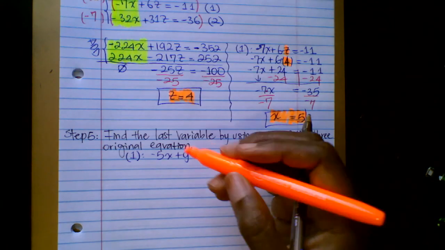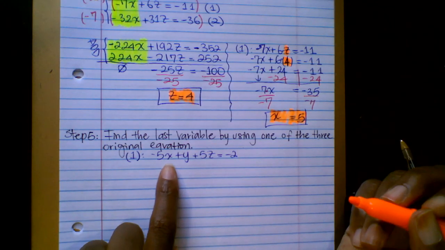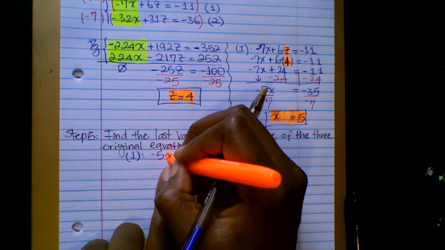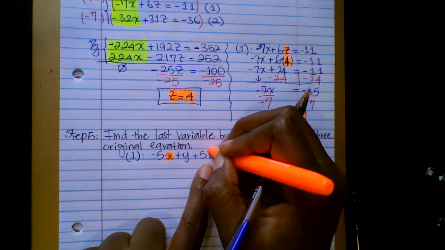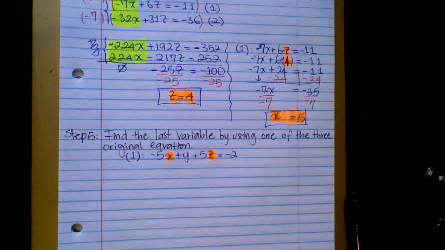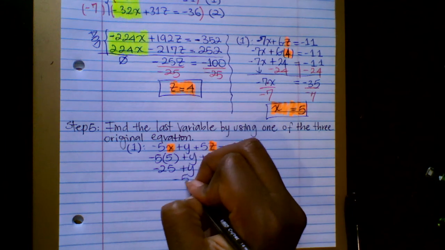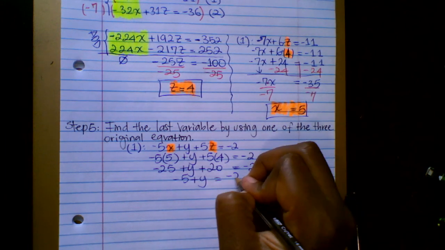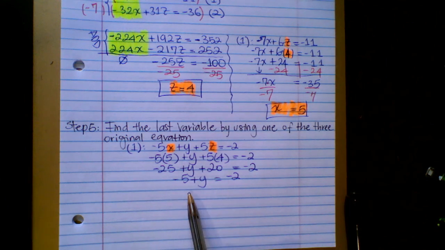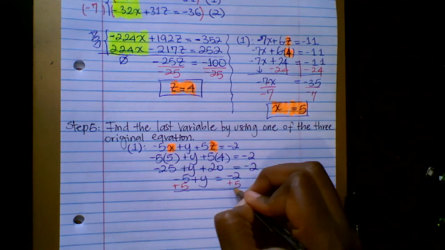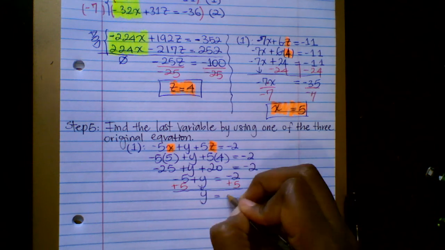So now what am I going to do? We want to find y. We know x is 5, so I'm going to plug in 5 for x, and for z, I'm going to plug in 4. So we are going to combine negative 25 plus 20, which adds up to negative 5, plus y equals negative 2. Then we solve for y by adding 5 on both sides. After adding 5 on both sides, you get y equal to positive 3.